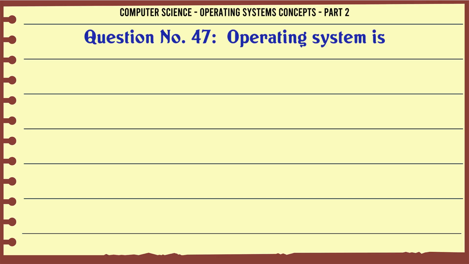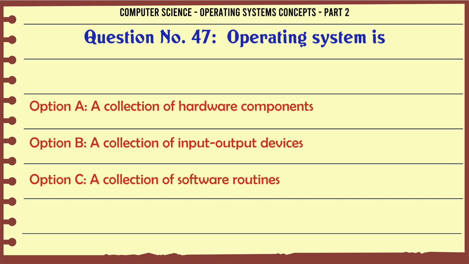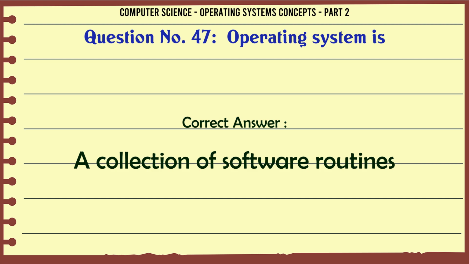Operating system is: A. A collection of hardware components. B. A collection of input-output devices. C. A collection of software routines. D. All of the above. The correct answer is a collection of software routines.